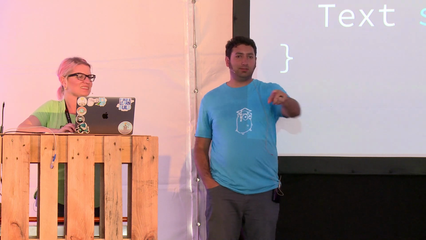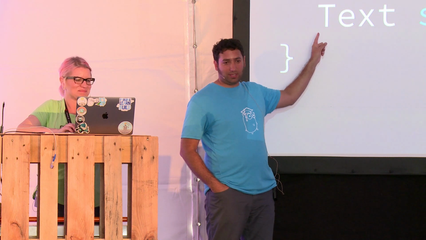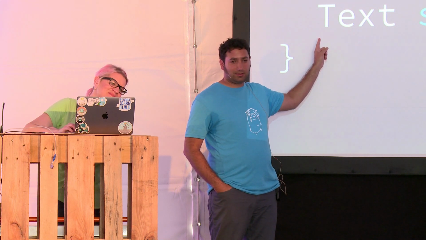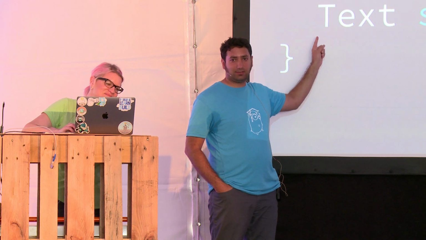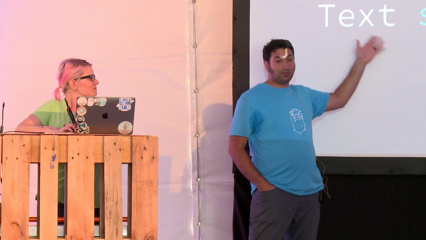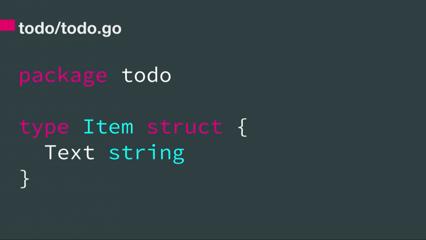All right. What else are we doing? The text is exported. How do we know that? Because of the capital T. The big T tells us this is public or exported. All right. What else is happening here? So you have a struct called Item with a string called Text.